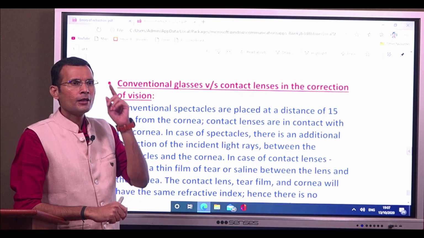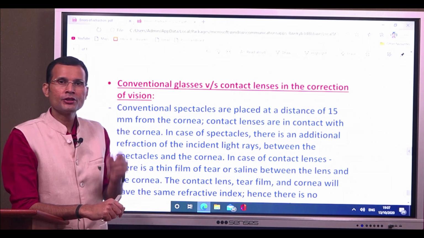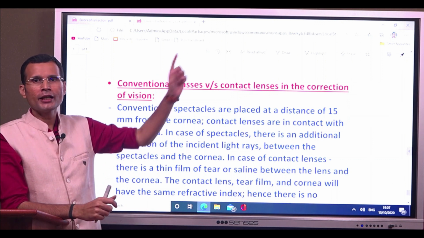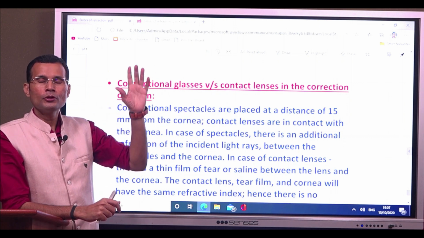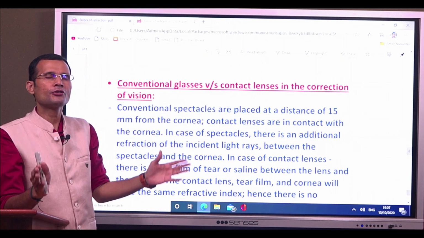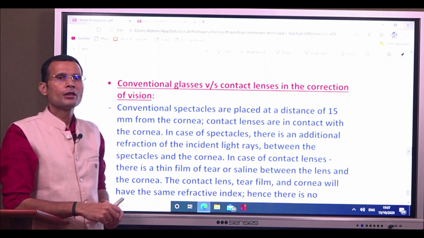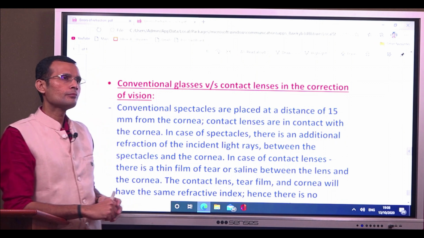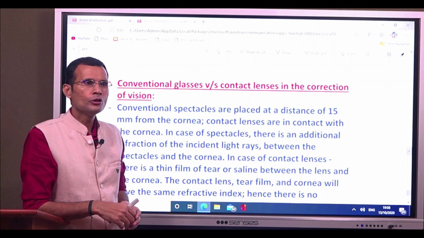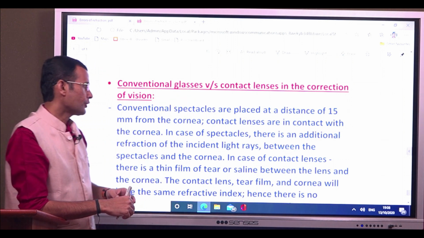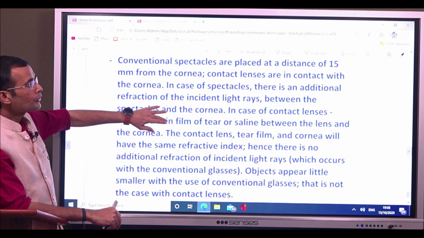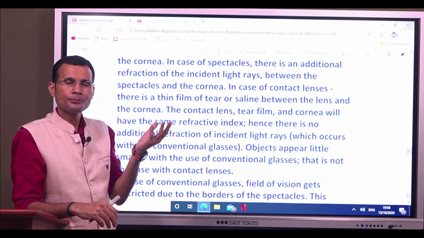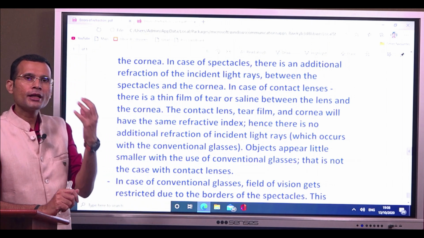Third point is the field of vision gets restricted with the conventional glasses. Look, there is a border to these conventional glasses, and therefore the light rays will get obstructed. So, field of vision gets slightly constricted in the case of these glasses, but not in the case of contact lens. Contact lens moves with the eyeball, and since it does not have any border, there is no constriction of the field of vision. Contact lenses can also be used to treat certain conditions like irregular shape of the cornea, keratoconus, or any such condition. The contact lenses can be useful.